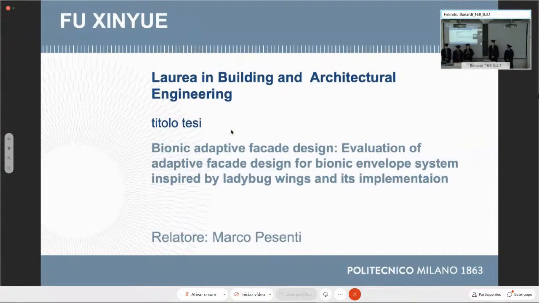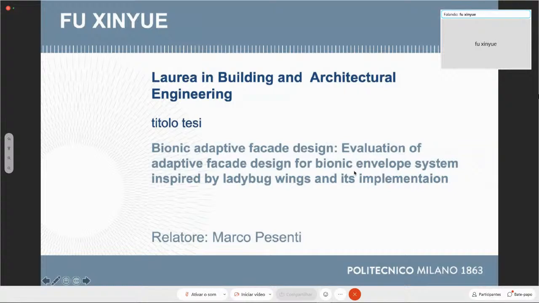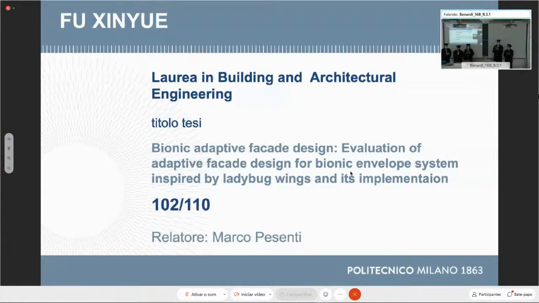Shin Yue-fu, Bionic Adaptive Facade Design, Evaluation of Adaptive Facade Design for Bionic Envelope System, inspired by Ladybug Wings. Hi, hi. 102, 102. Congratulations.